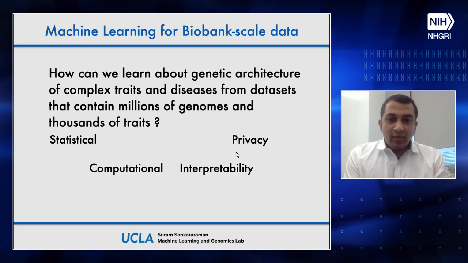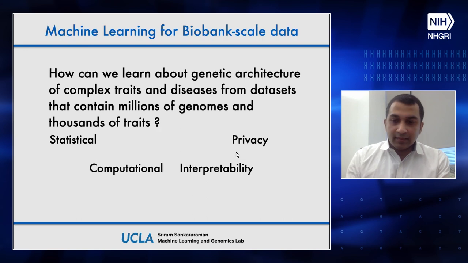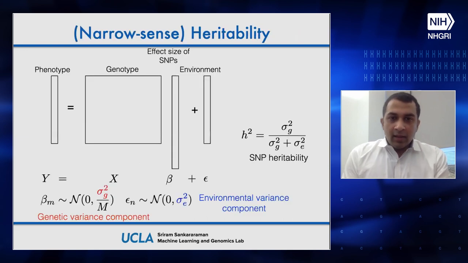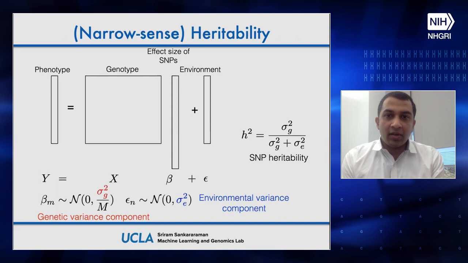In today's talk, I will focus primarily on the statistical and the computational issues. To ground this discussion on genetic architecture, we'll focus on one aspect of genetic architecture, which is this quantity called heritability. Heritability refers to the proportion of variation in the phenotype that can be explained by a linear model of the genotype.